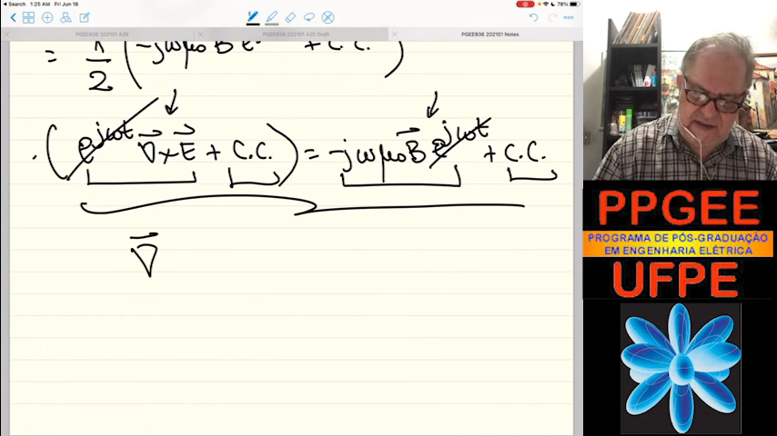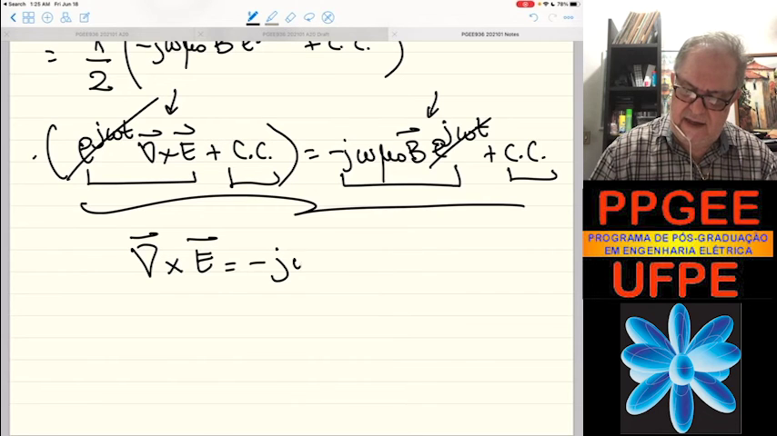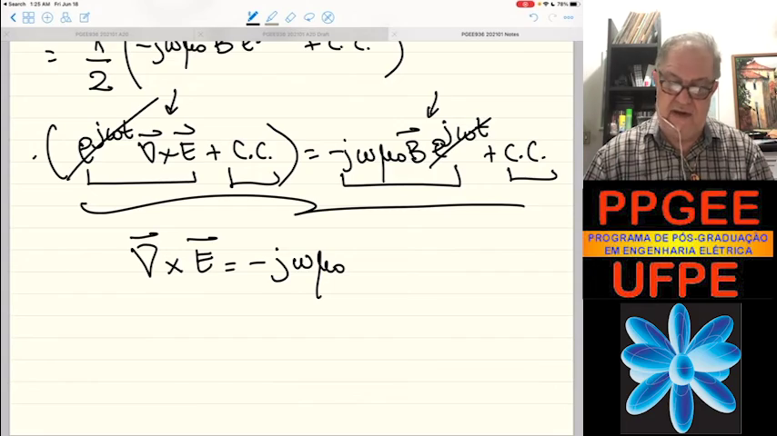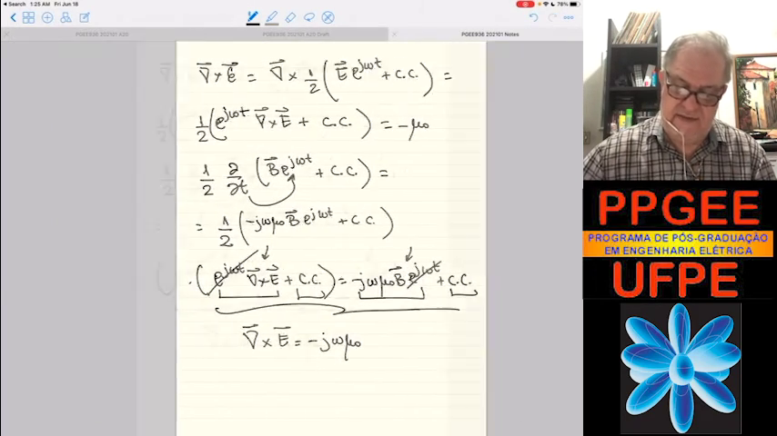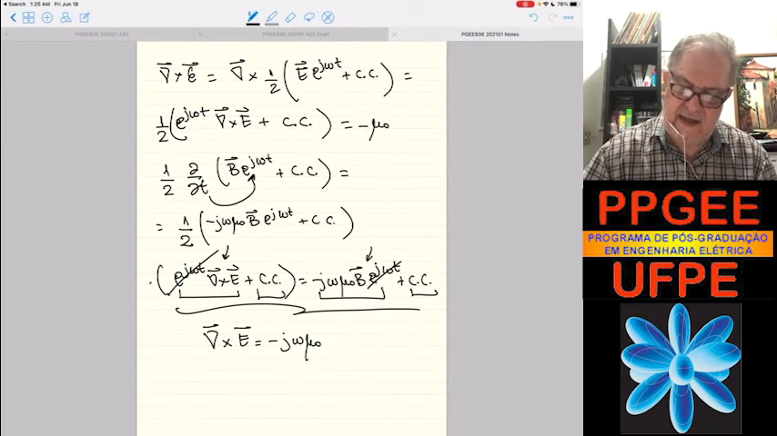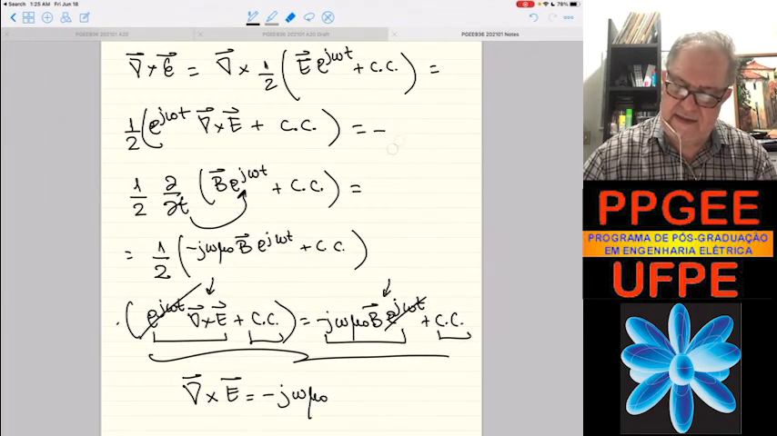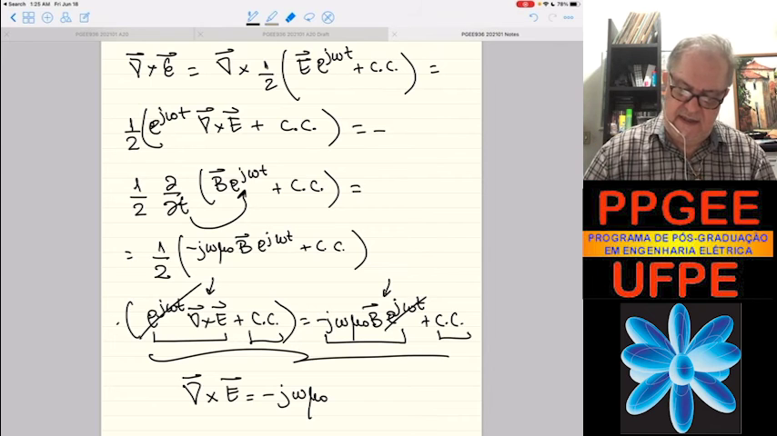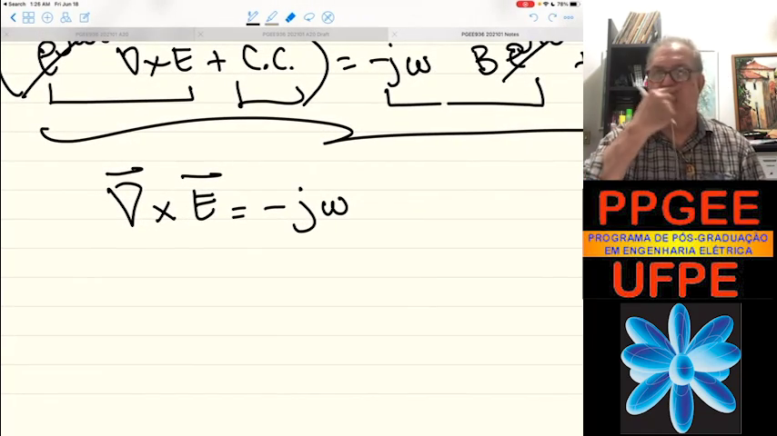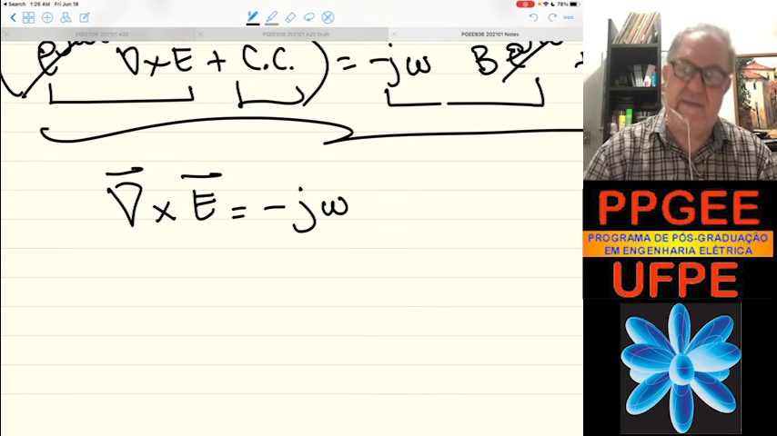an equation in this form. Curl of E equals minus j omega B. I'm sorry, there's no mu 0 here. I'm sorry about that. Why did I put a mu 0 without any reason, right? That's not H. No mu 0 here. So that's Faraday's law in differential form, independent of the medium.